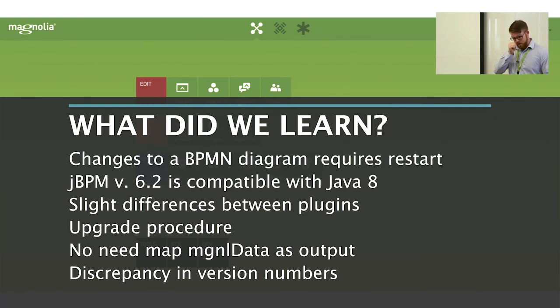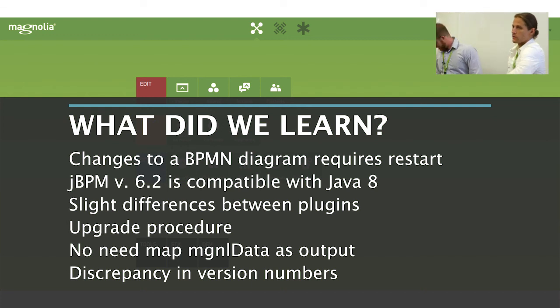And then don't forget about the discrepancy in version numbers. You might start going crazy thinking there's something wrong with your POM because you're bringing in a version of workflow that's greater than the version of Magnolia that you're on. But just keep in mind that there is a discrepancy that was introduced in 5.2.4. So the workflow module will always be a step ahead as far as versioning numbers are concerned.